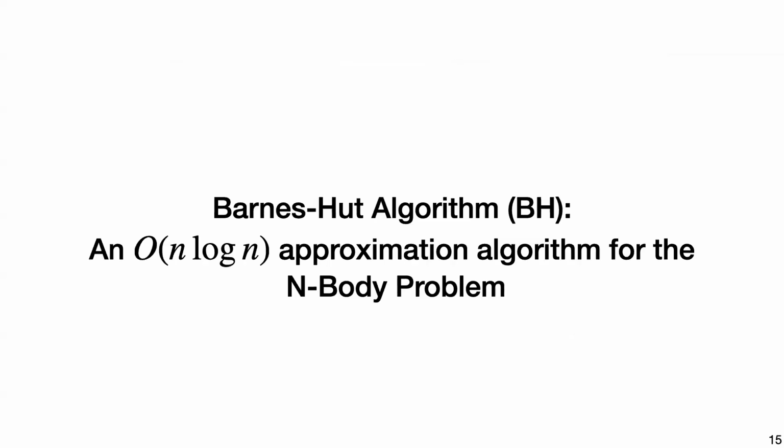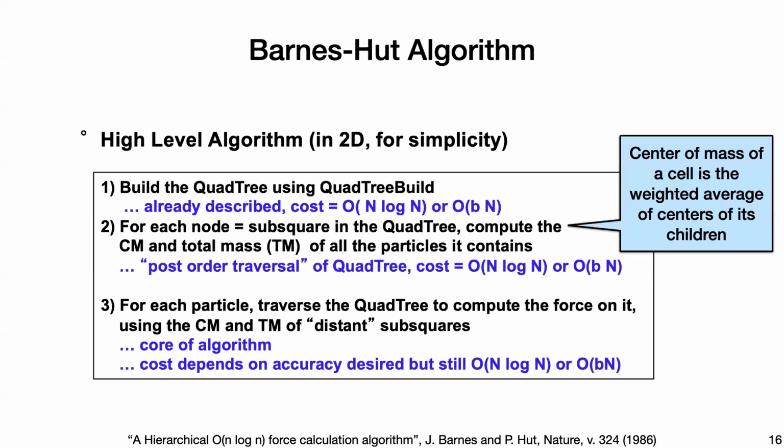So that is quadtrees, and we're going to use them to understand the Barnes-Hut algorithm, which is an n log n approximation for n-body simulation. Barnes-Hut is one of the first approximation algorithms for n-body simulation, and it has three high-level steps. Let's just do it in 2D, because it's easier to understand. The first step is to build the quadtree, just as we talked about. That takes time n log n, or b times n if it's non-uniform.